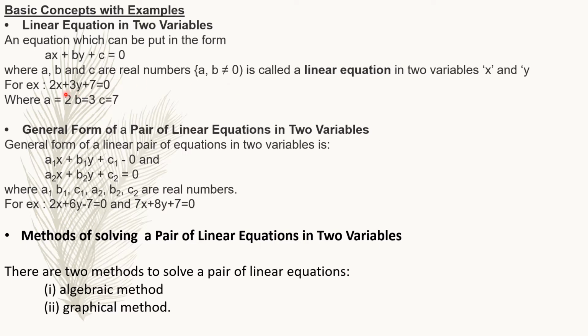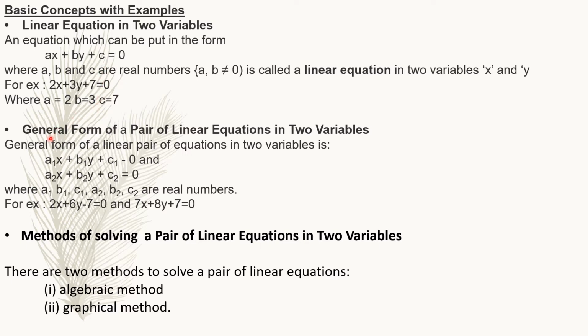Here an example is given: 2x plus 3y plus 7 equals 0, which is the standard form of a linear equation in two variables. Here the variable x has a coefficient 2, the variable y has a coefficient 3, and the constant term is 7. So we can write a equals 2, b equals 3, c equals 7, where a is the coefficient of x, b is the coefficient of y, and c is the constant term.